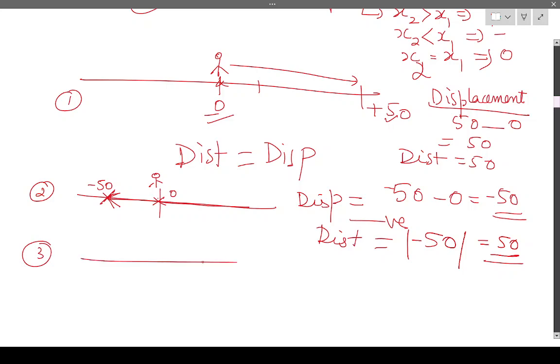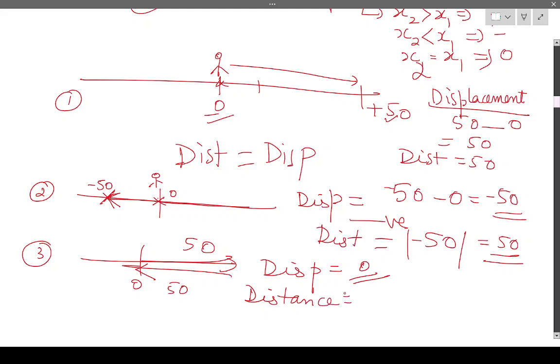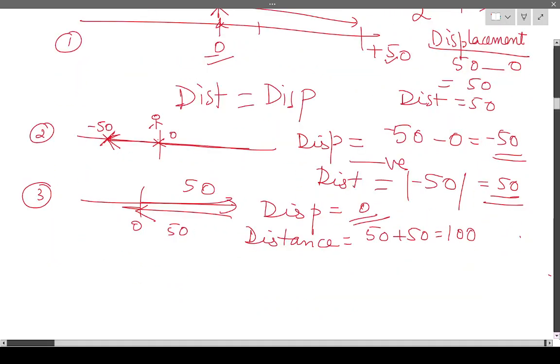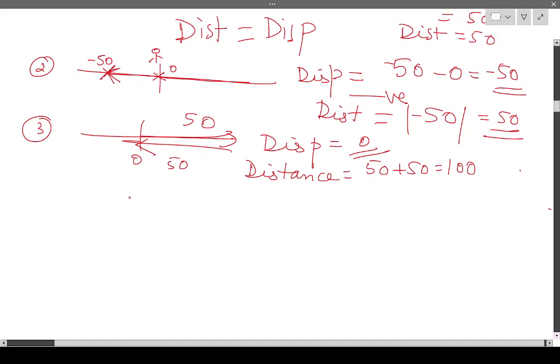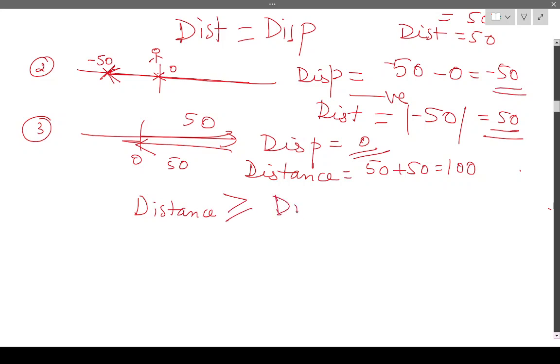And the third one: the object goes right 50, and comes back also 50. What about the displacement? Since the starting position and final position are the same, the displacement is 0. What about the distance? Distance is equal to 50 plus 50, which is 100. So we can say that distance can be greater than or equal to displacement.